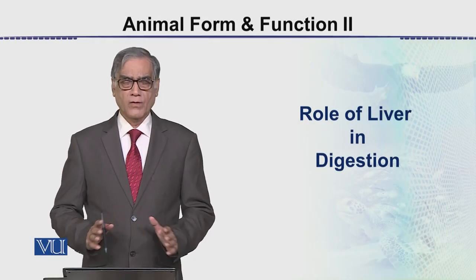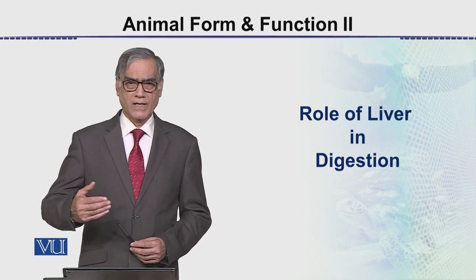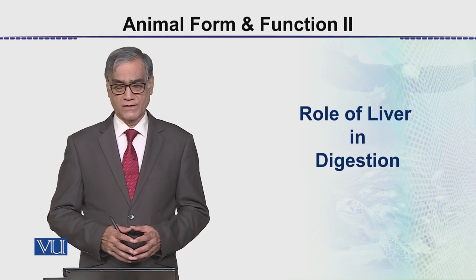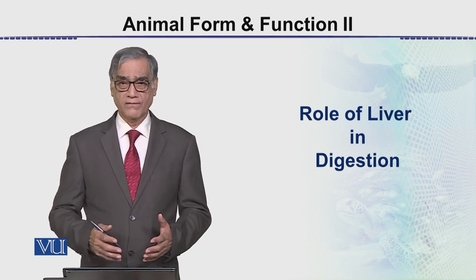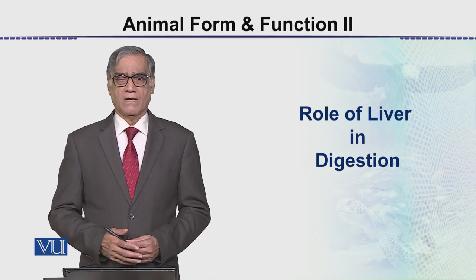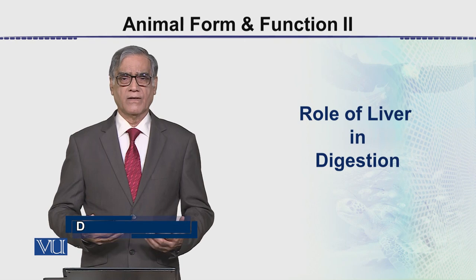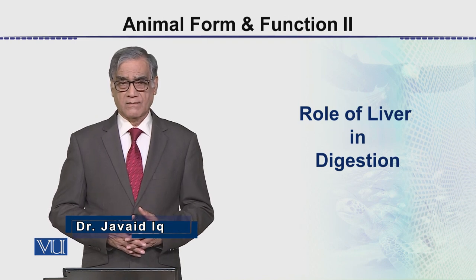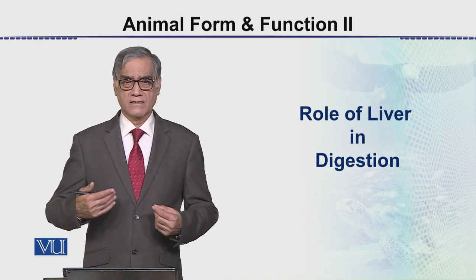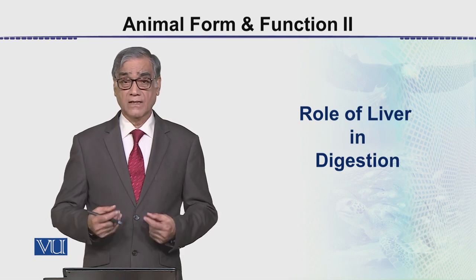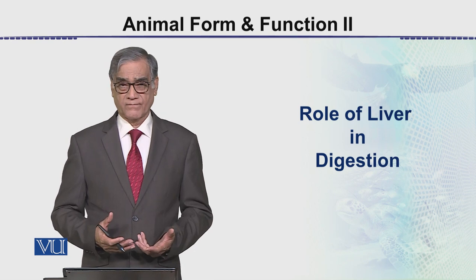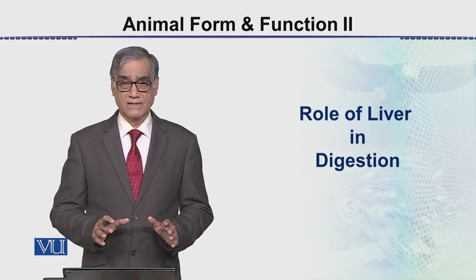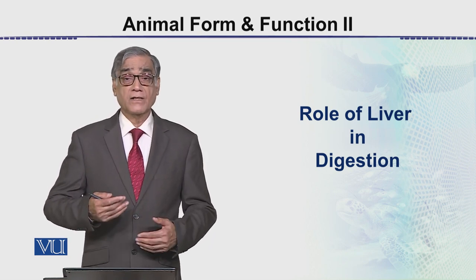Well, in Animal Form and Function 2, this is our next topic, our next module, about the role of the liver in digestion. As we have mentioned, the liver is one of the five vital organs of the body. Which are these five vital organs? That is the brain, the lungs, the liver, the kidney and the heart. If we remove the liver from the body, there is instantaneous death. That means it has many functions.